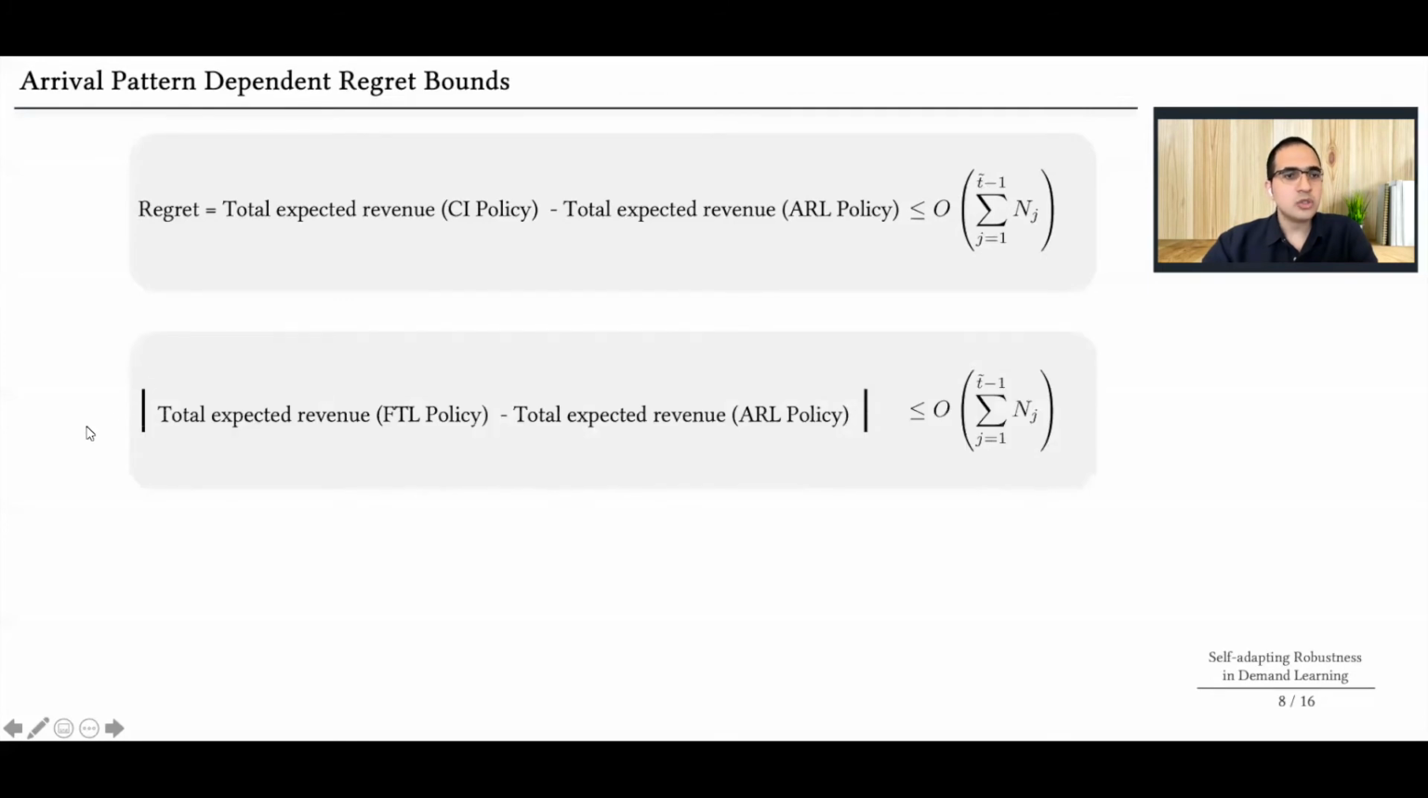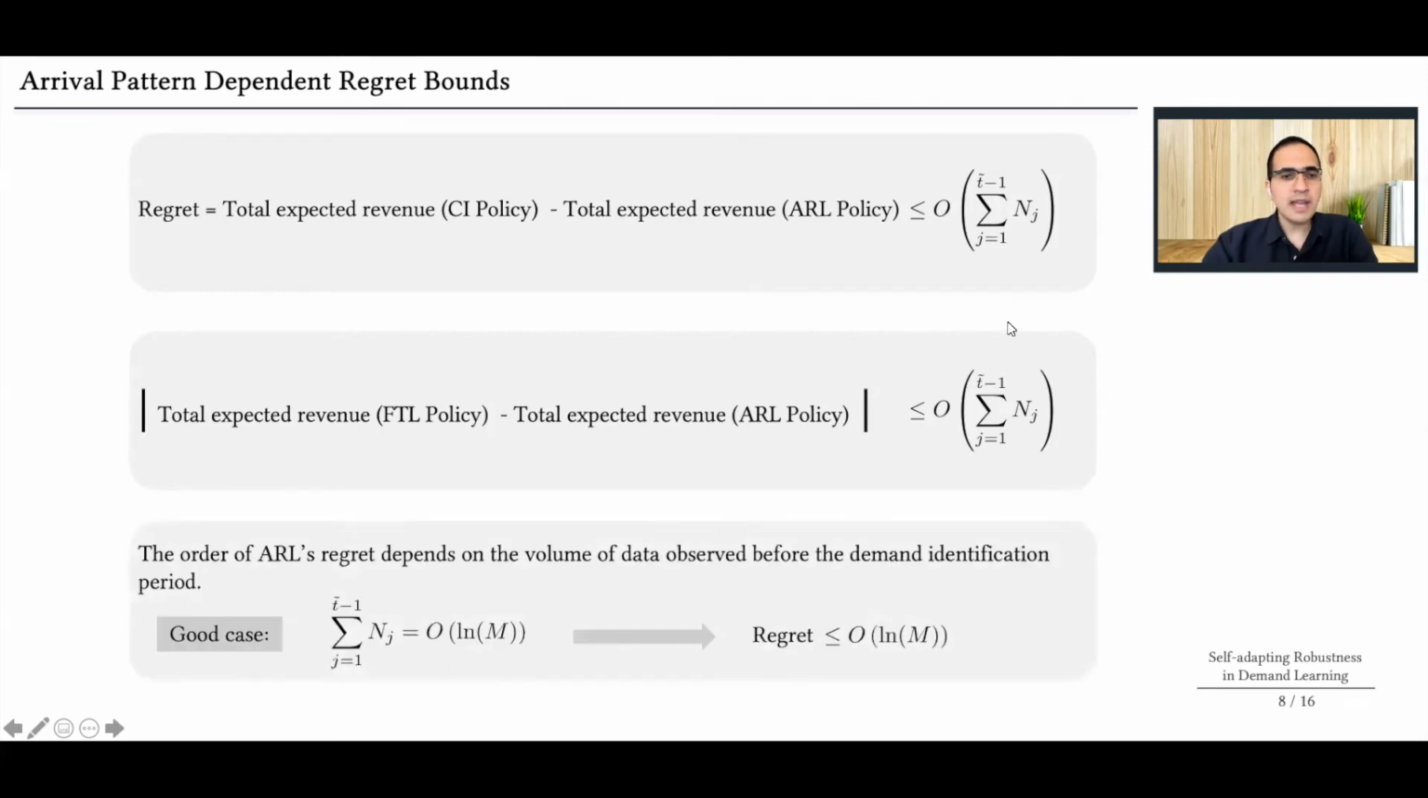Also, we can show that the absolute value difference between the follow the leader total expected revenue and the ARL policy is upper bounded by the same rate. To give an example, we consider a good case scenario where the volume of data prior to demand identification time is big O of ln of the total number of observations. If this condition happens, then the same rate applies to the regret. Therefore, the regret analysis depends on the arrival pattern of customers. So with this, the ARL policy exhibits favorable properties in terms of regret and risk.